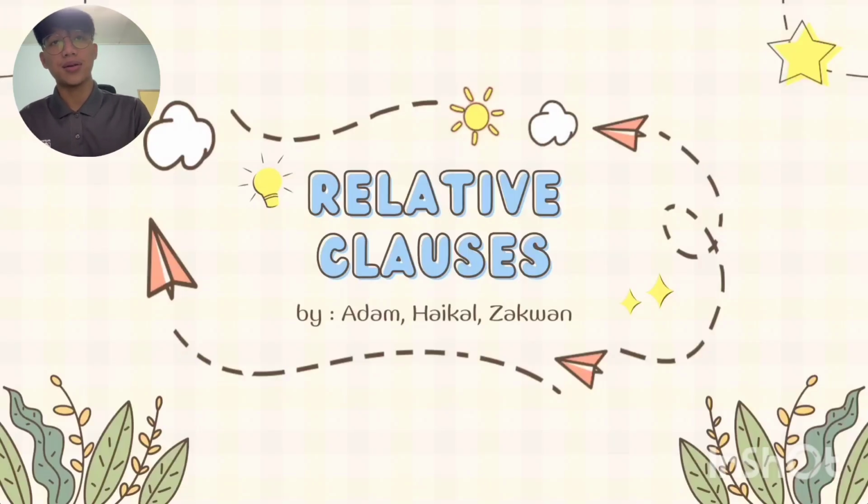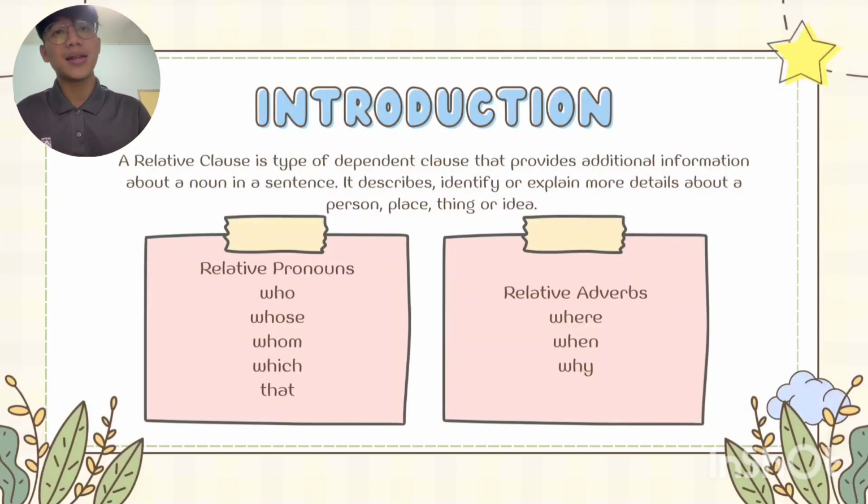Haris bin Khairuddin and Muhammad Haikal bin Muhammad Kuzairi are going to present about relative clauses. So what is a relative clause? A relative clause is a type of dependent clause that provides additional information about a noun in a sentence. It describes, identifies, or explains more details about a person, place, thing, or idea.